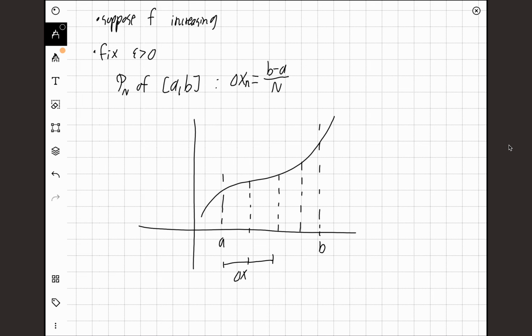The size of all these partitions will be exactly the same. The size of each partition will just be this length, b minus a, over n. So over how many partitions I want. So this will be my partition of AB. This will be delta xn. And all of these will be exactly the same size.